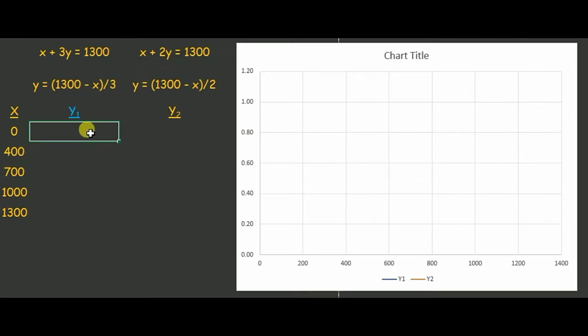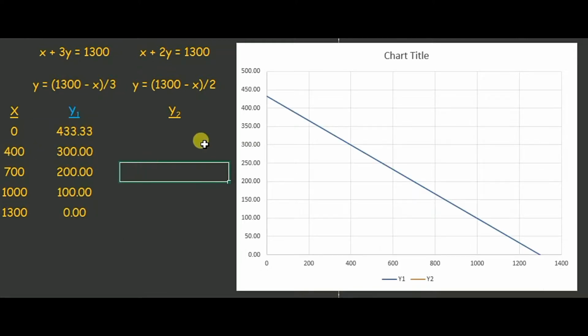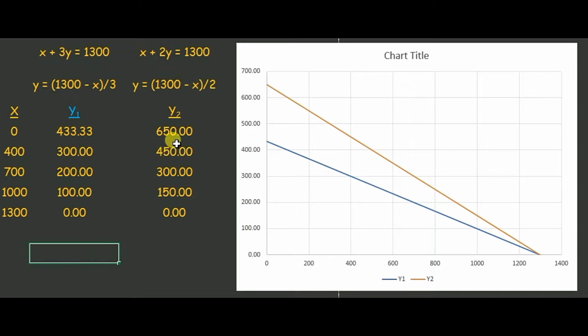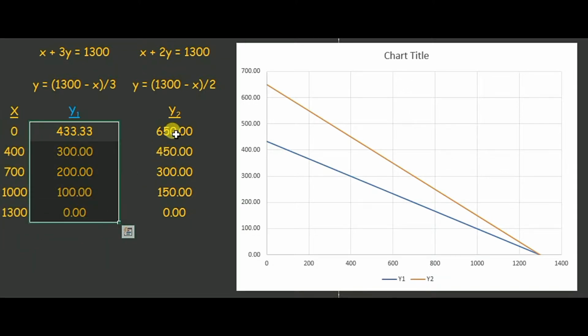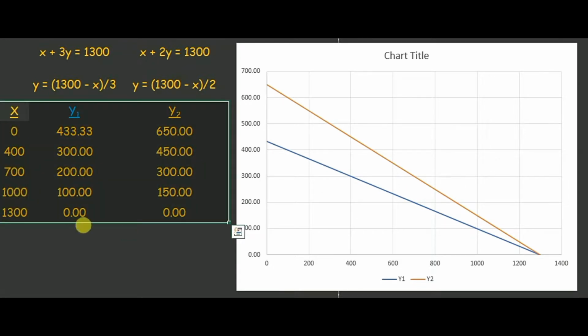So likewise, I have this line here. Let's look at this y2. Replace all these x values here in this x. So I have these values for x, which gave me y1 and then y2. And from this table, I have this graph here, which is a little bit funny.